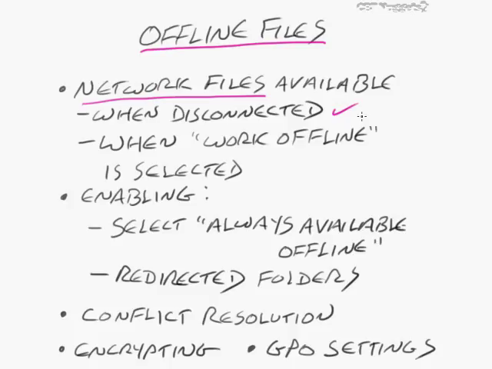Pretty bad situation to be in. Well, now what we have with offline files is that there's a locally cached copy available for the user, so that not only is it still on the network, but the same exact version of that file is also in a cache on their local hard drive.